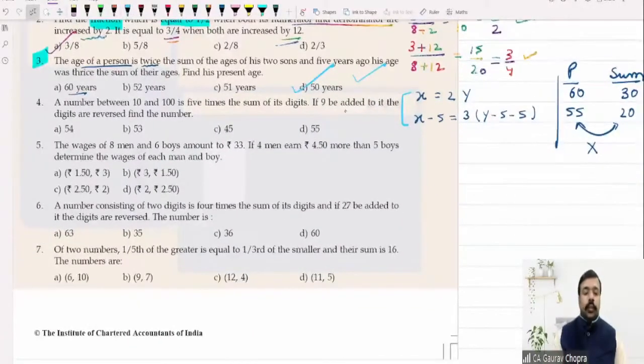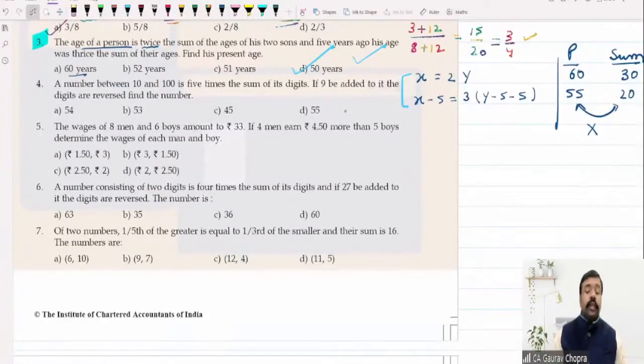So this is the third one. Now we are starting with the next one, that is the fourth one. A number between 10 and 100. There is a number which is between 10 and 100 and is 5 times the sum of its digits. If 9 is added to it, the digits get reversed. Then find the number.